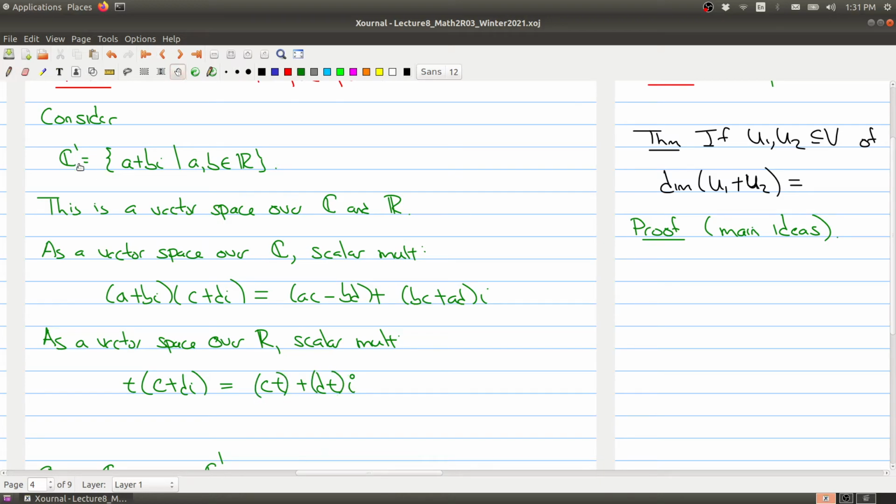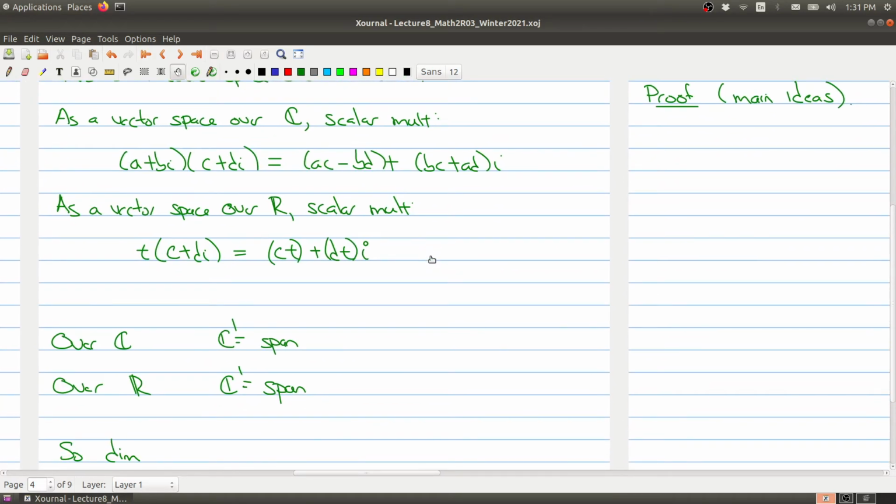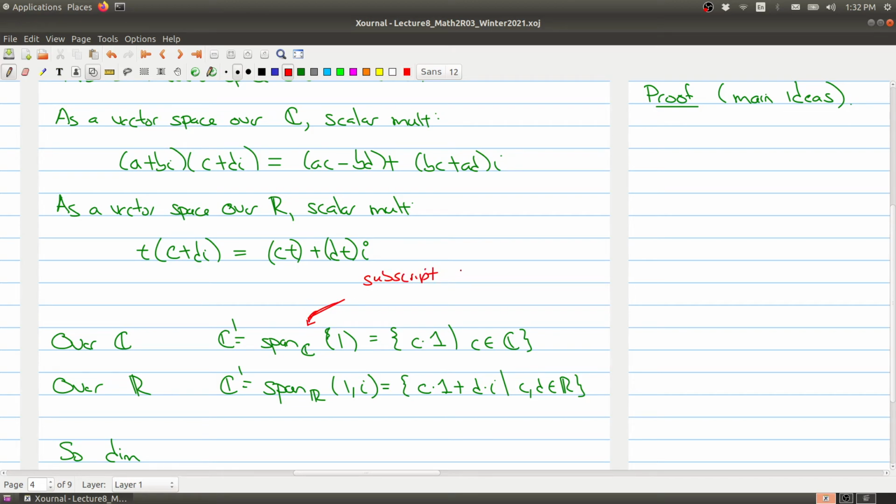Okay, so C is a vector space over C and over R. And the interesting thing is, over C, what does C^1 look like? Well, C is the span of the single element 1, because every element looks like c times 1, where c is a complex number. But over R, it's the span of 1 and i, because you can think of every number as c times 1 plus d times i, where c and d are real numbers. And here I'm using the subscript to keep track of the coefficients.